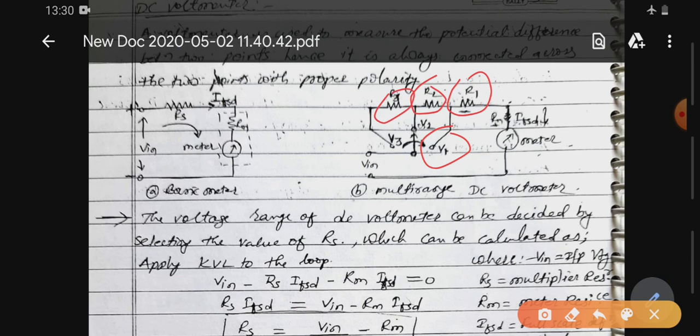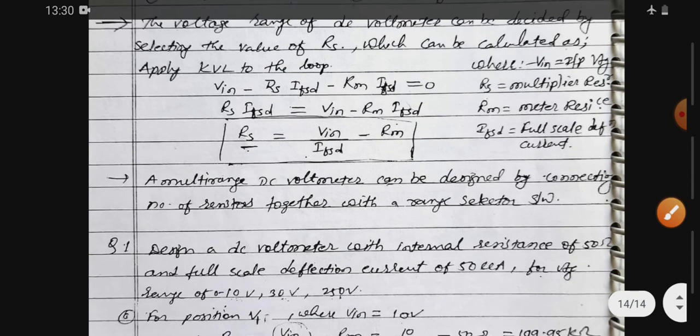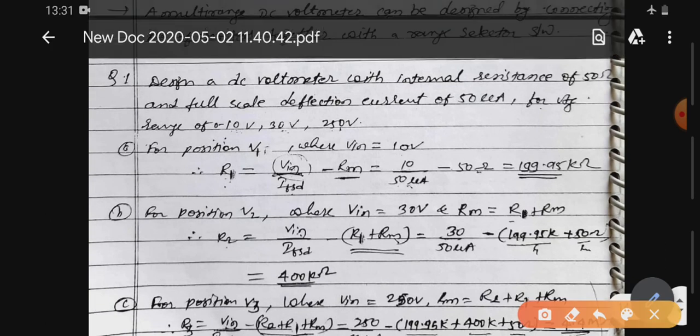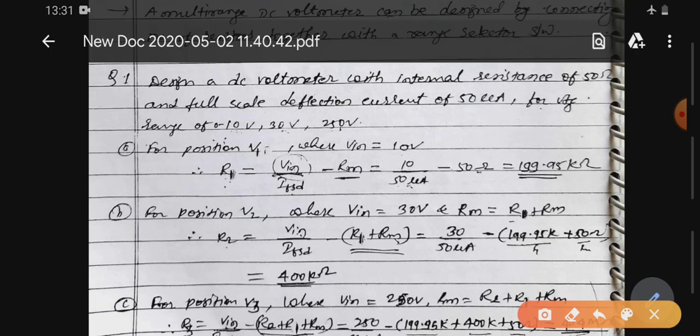ये तीनों वैल्यू कैलकुलेट करना है. So we will go for the first stage when the position of the selector switch is at V1, where we will consider Vin is equal to 10 volt, because there are three ranges: 10, 30 and 250. So for V1 position we will consider Vin is equal to 10 volt.